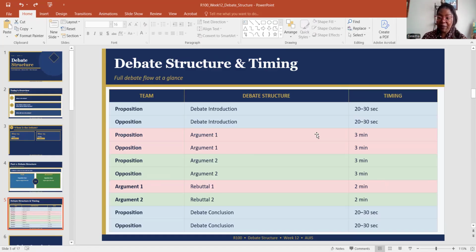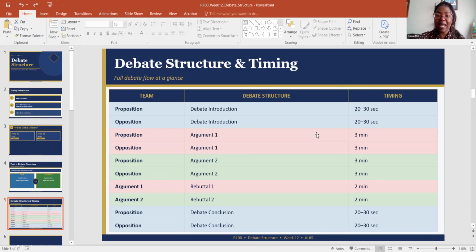Then argument one. One of you does the first argument. All right. And then the opposition does an argument two. Sorry, argument one. Then again, argument two. And the opposition does argument two. Then rebuttal one. And then rebuttal two. What is rebuttal? Counter argument.